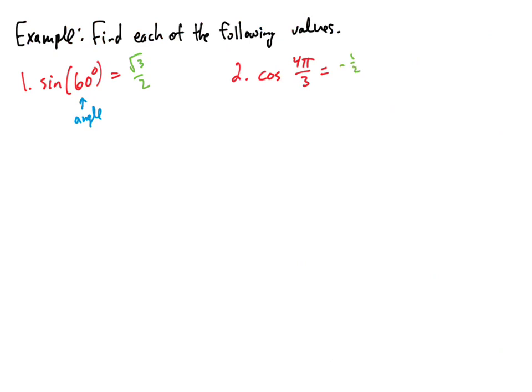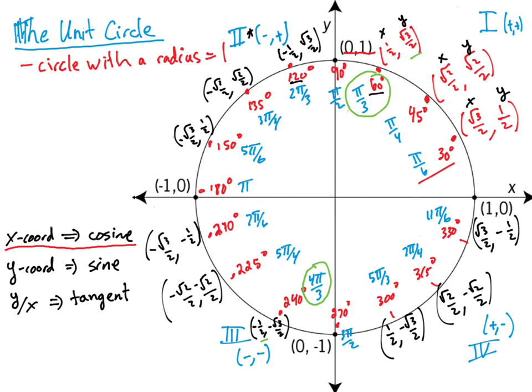Okay, I'll do one more together. Cosine of 7 pi over 6. Again, cosine is the x-coordinate. So 7 pi over 6 is over here. The x-coordinate is -root 3 over 2.